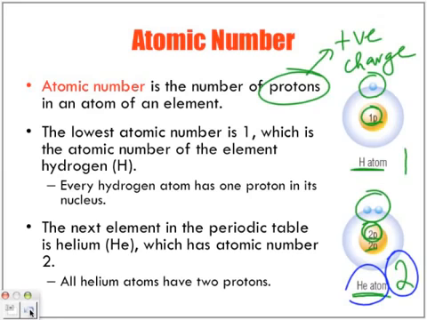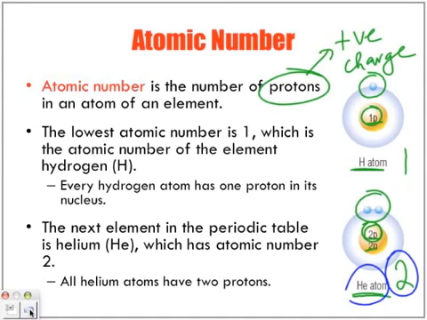As we said, the next element in the periodic table is helium, which has the atomic number 2. All helium atoms have 2 protons. The third element on the periodic table is lithium. So lithium will have 3 protons. The fourth element is beryllium. So let's look at a random one.